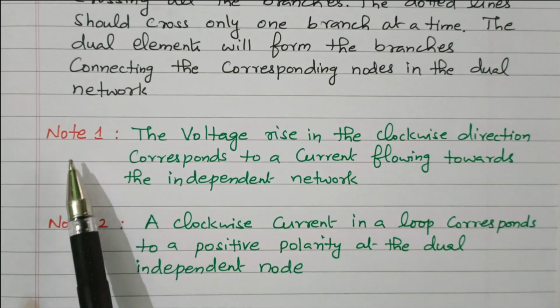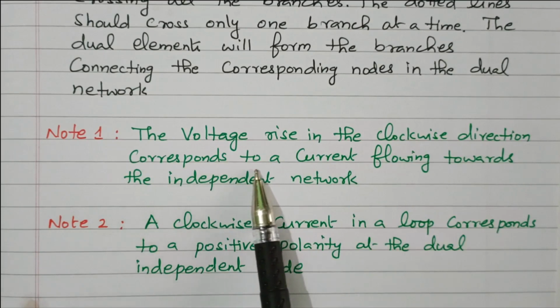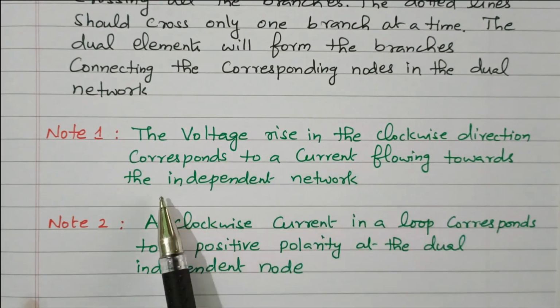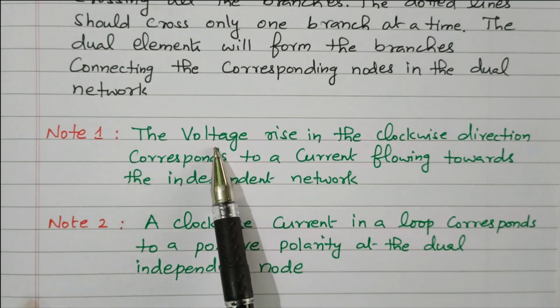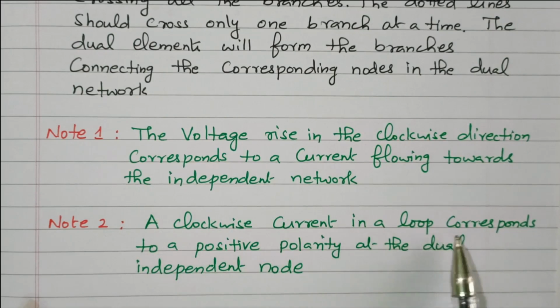So there are two nodes available. One is the voltage rise in the clockwise direction corresponds to a current flowing towards the independent node of the dual network. Right? The voltage rise in the clockwise direction in the loop corresponds to the positive polarity at the dual of the independent node. So we need to see the polarity, whether it is rising polarity or falling polarity. Rising means the current will also go upward. If the polarity is falling, the current will go downwards, right? So accordingly we need to identify.